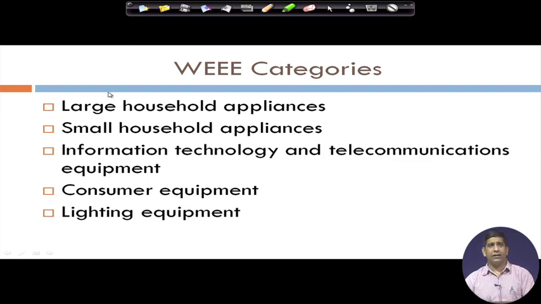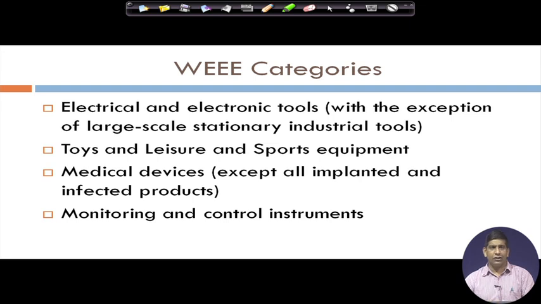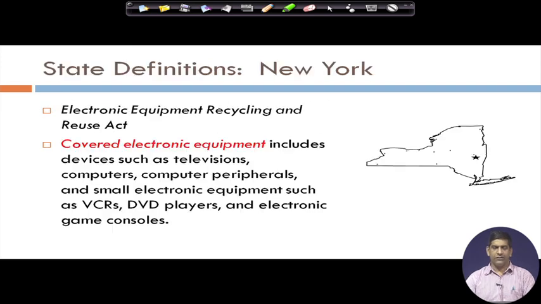So under that category, you have the large household appliances, small household appliances, information technology and telecommunication equipment. Many times you hear ICT equipment, ICT is a short form used for those kinds of things. Consumer equipment, lighting equipment, electrical and electronic tools with the exception of large-scale stationary industrial tools, toys, leisure and sports equipment, medical devices except all implanted and infected products, monitoring and control instruments. So all these things come under electronics.